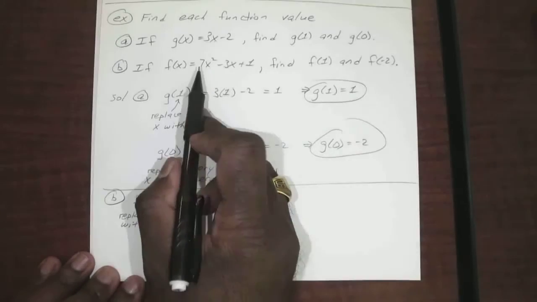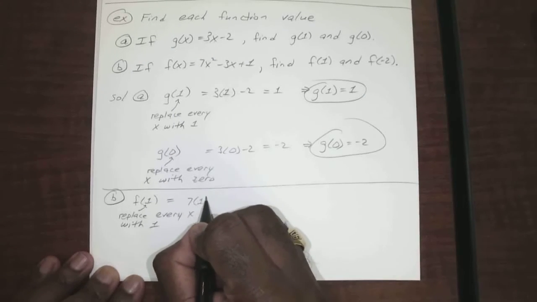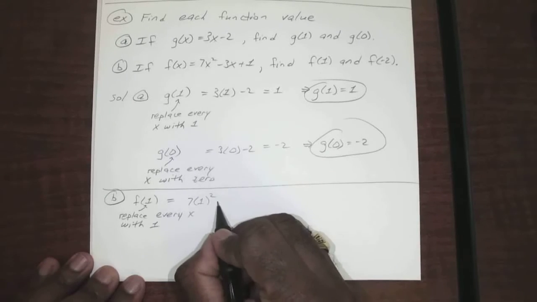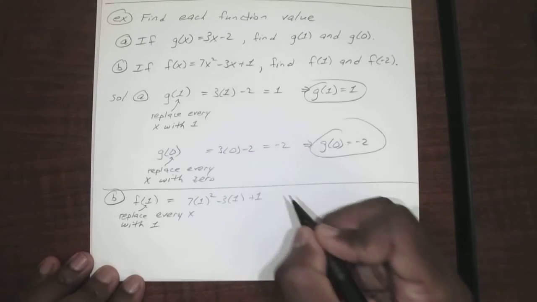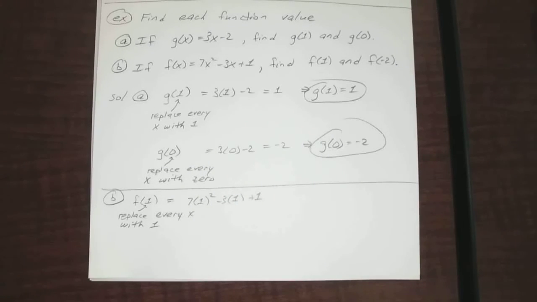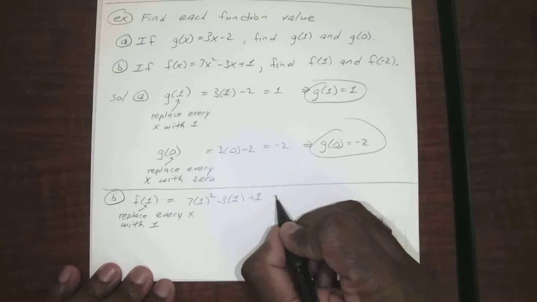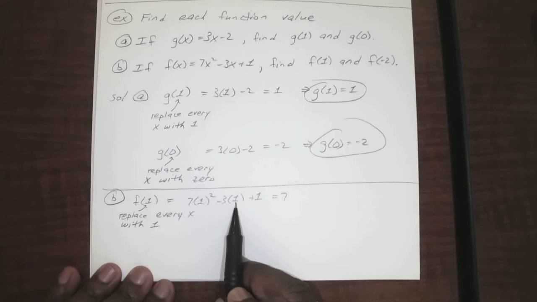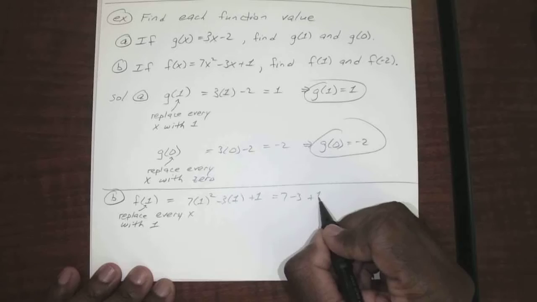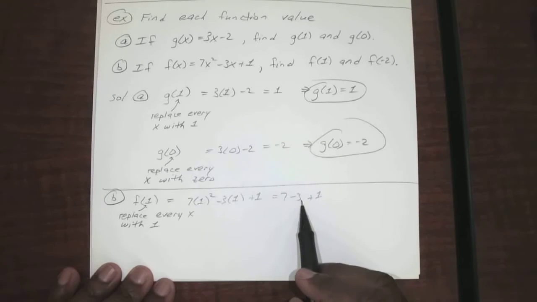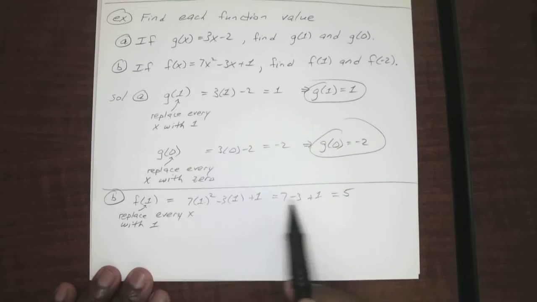Okay, so that means you have 7 times 1 squared minus 3 times 1 plus 1. Okay, so we know 1 squared is just 1, so 7 times 1 is 7. Negative 3 times 1 is minus 3 plus 1. Okay, so 7 minus 3 is 4, plus 1 is 5. So we know f of 1 is equal to 5.